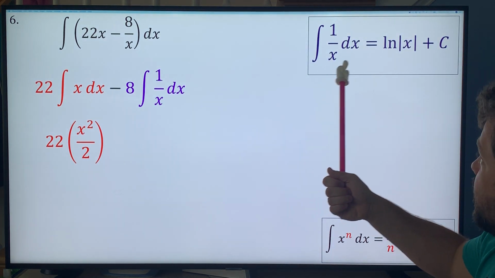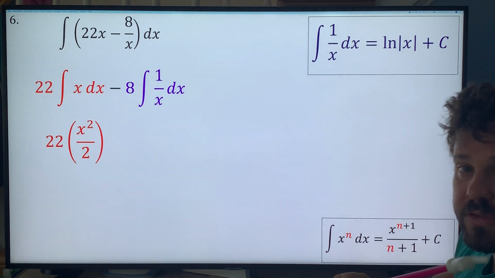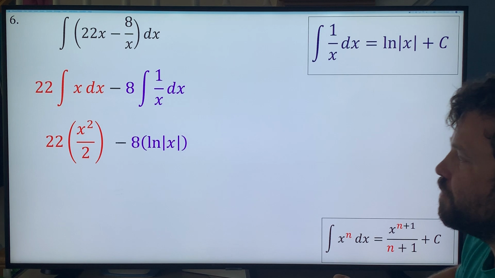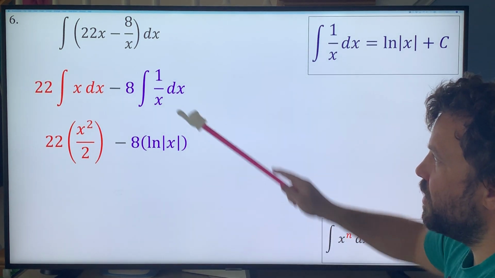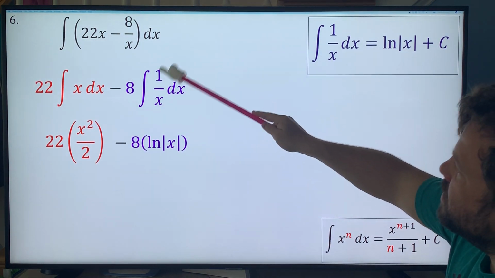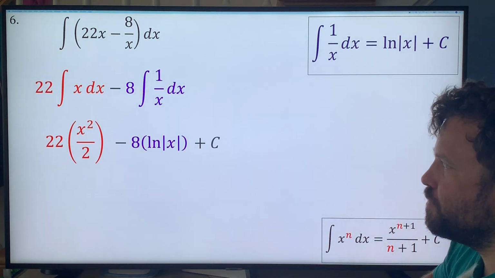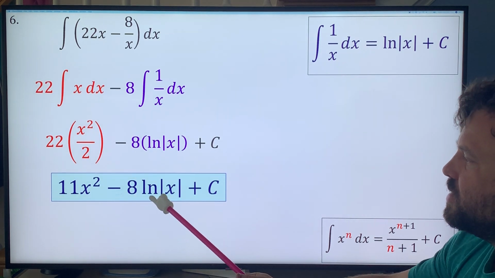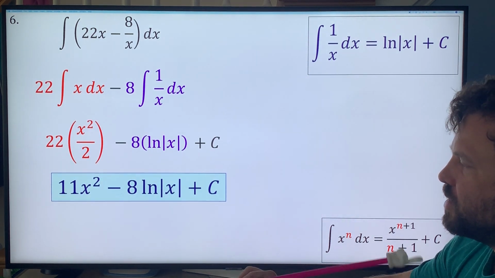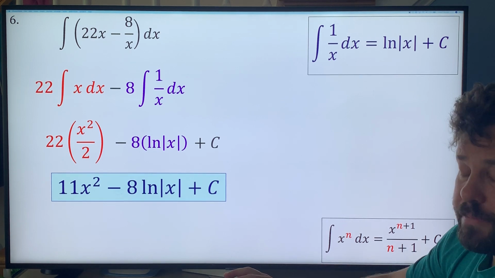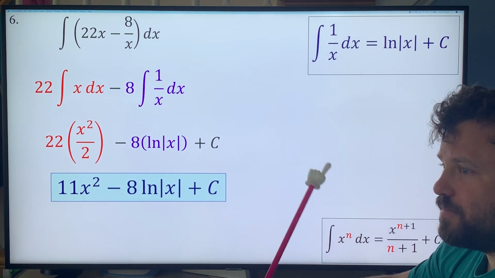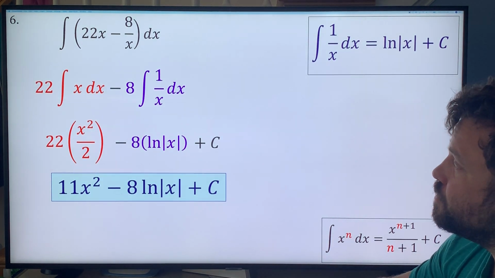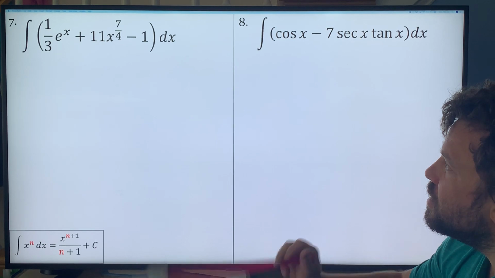Integral of 1 over x dx equals ln absolute value of x plus c. So this just transforms into that. All right, this transforms into this. This becomes this, plus c. 22 divided by 2 is 11. X squared minus 8 ln absolute value of x plus c. That's it. You didn't need all the space, but I had extra pages on the packet. That's why I threw it in. You all good? Awesome. 7 and 8, go.